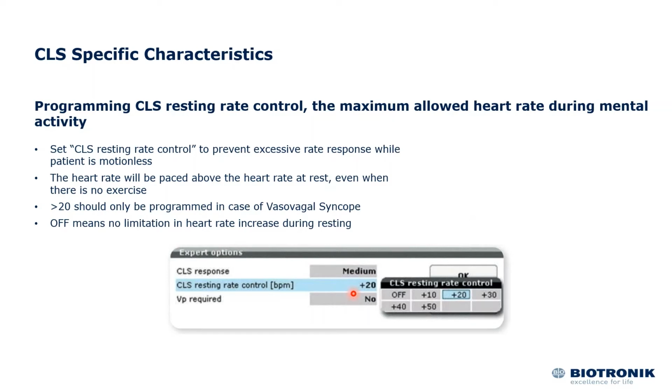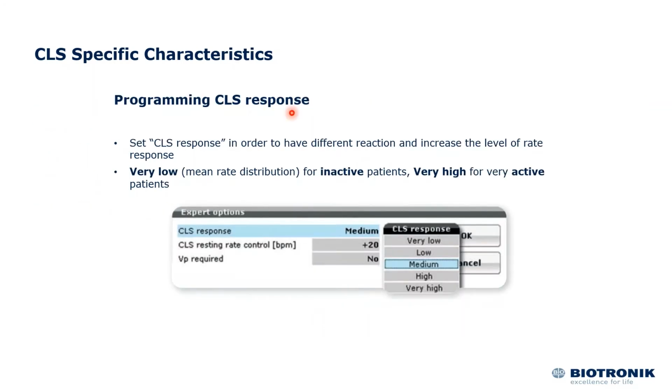And of course, again, we can also adjust the CLS response in terms of how sensitive we want it to be. For instance, if you have someone who is very sensitive, very anxious, then you may want to dampen down the CLS response. Because remember, mental stress will lead to increased sympathetic drive, and that will lead to increased myocardial contractility, and that will translate to increased RV impedance. Then that will lead to the CLS response increasing the pacing rate.